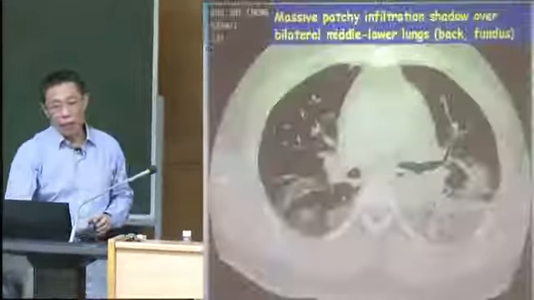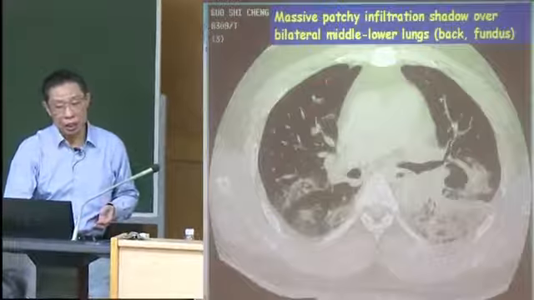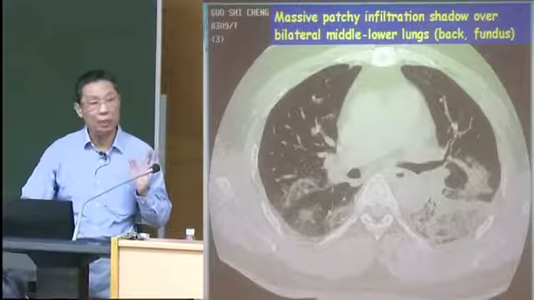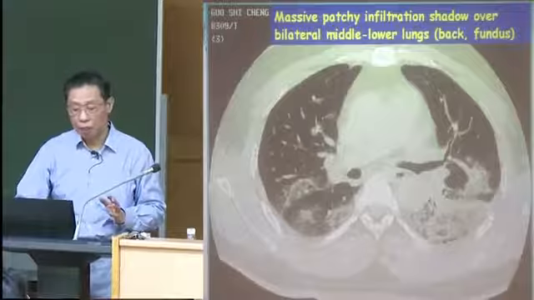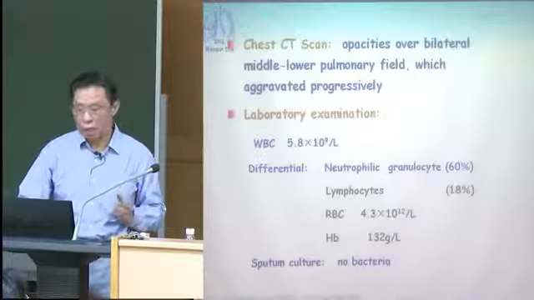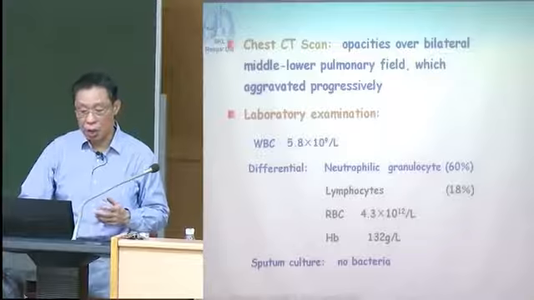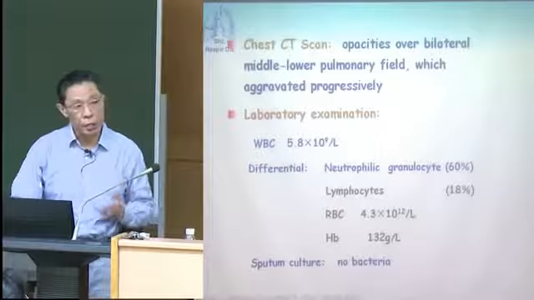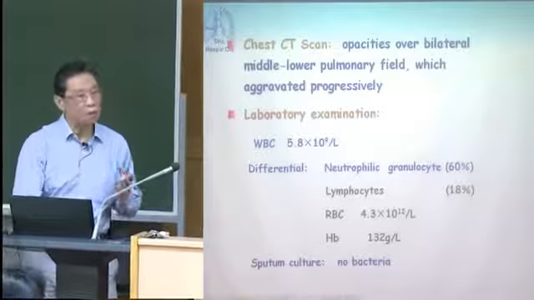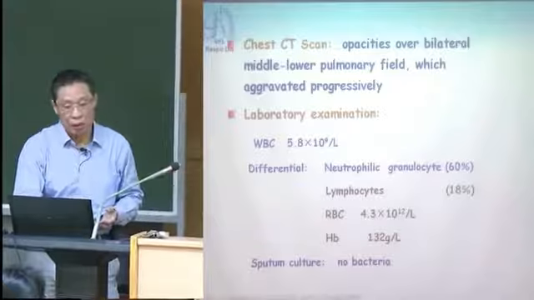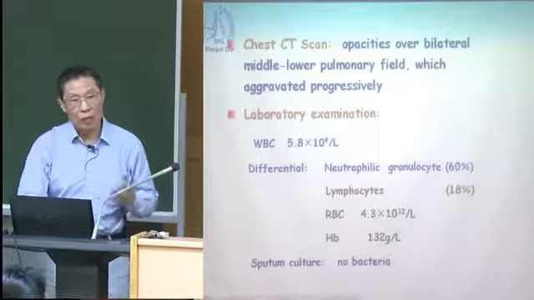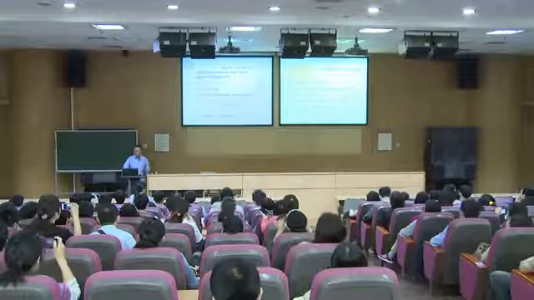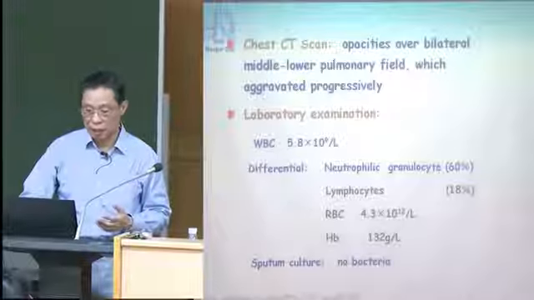The chest CT also showed the same thing, massive patchy infiltration shadows over the bilateral middle and lower lungs. The laboratory examination showed the white blood count was in the normal range, and in the differential count the neutrophils were not so high, not like a general infection. Lymphocytes, red cell count and hemoglobin were normal, and the sputum culture showed no bacteria.